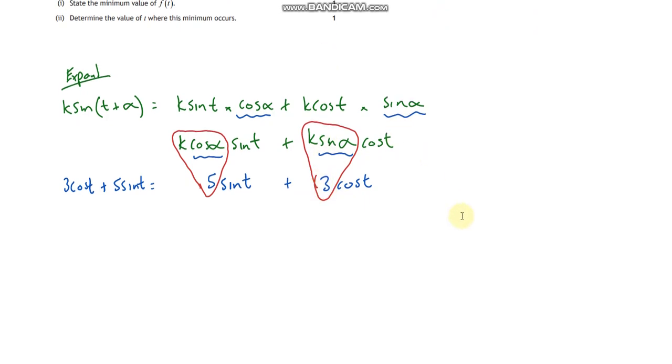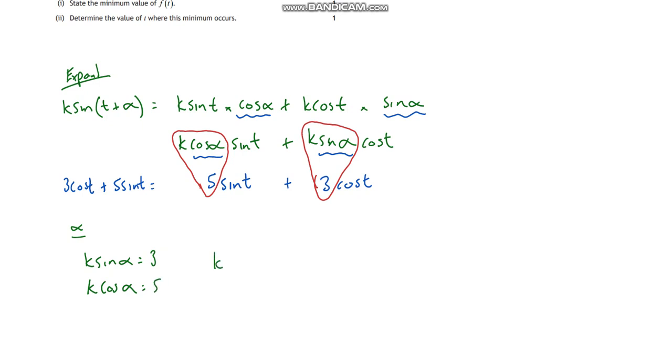Fantastic. Now I'm going to work out my k value. In fact, I'm going to do my alpha value first. It doesn't really matter what you do first. I'll just do alpha. So my alpha value is saying that k sine alpha is equal to 3. And make sure you explicitly write these, okay? And k cos alpha is equal to 5. You have to explicitly write them.